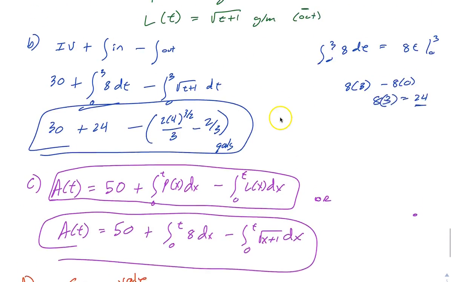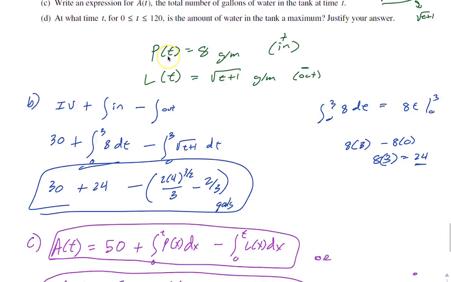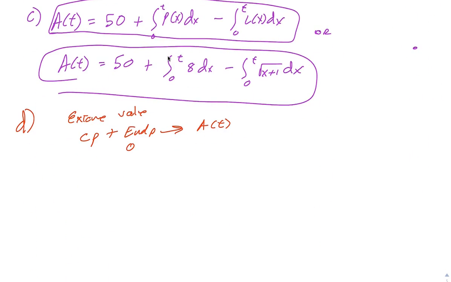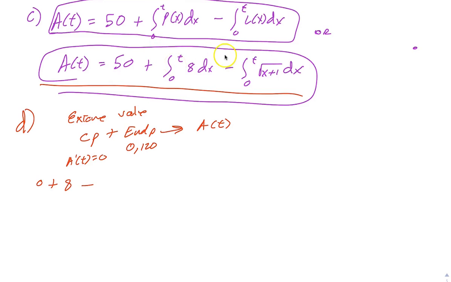Now, I have my endpoints. They told me from 0 to 120. My critical points I have to find. We always do it the same way, right? You take the derivative and set it equal to 0. In this case, we take the derivative of A. The derivative of 50 is 0, plus the derivative of this: when derivative and integral cancel out, I just get 8. Minus the derivative of this guy, these cancel out, and I get radical x plus 1 equals 0.